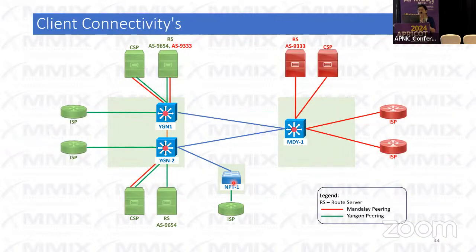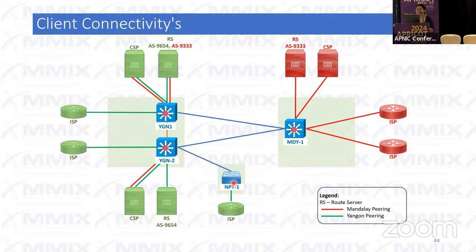When I set up the Mandalay IXP, Mandalay did not have any content, so no one would be interested in connecting to MMIX Mandalay. So I extended the Mandalay network to Yangon, and I requested content providers to create another link to our switch. In reality, it is the same physical link, but with multiple VLANs. So Mandalay users can get content from Yangon.